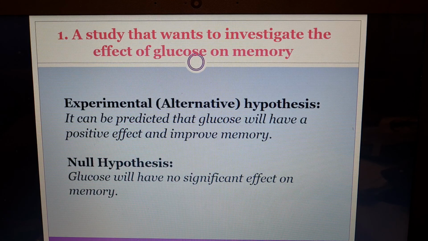Now, in this experiment, our experimental hypothesis is what we are going to predict is going to be found. So it can be predicted that glucose will have a positive effect and improve memory. So that's our experimental prediction because that's what we think is going to happen. Our null hypothesis, on the other hand, is the opposite. Glucose will have no significant effect on memory. So we're obviously accounting for the fact that chance factors could have affected the result, and the manipulation of our independent variable did not affect the result.